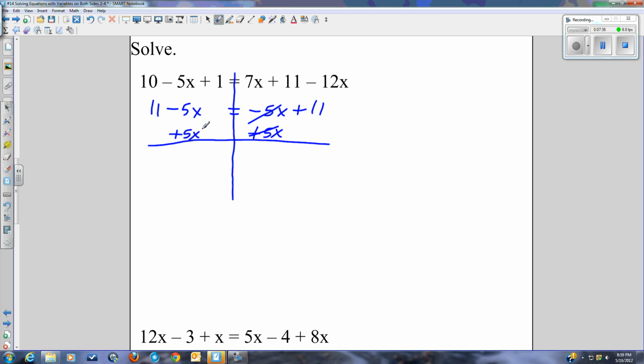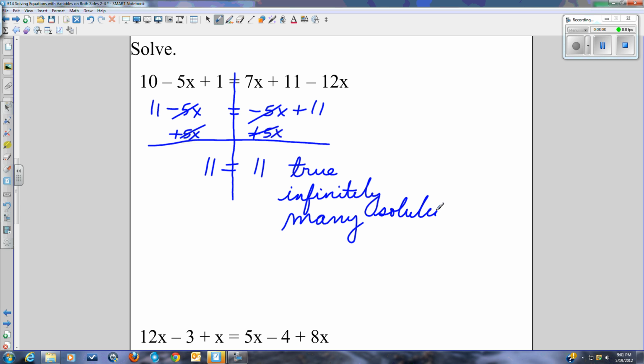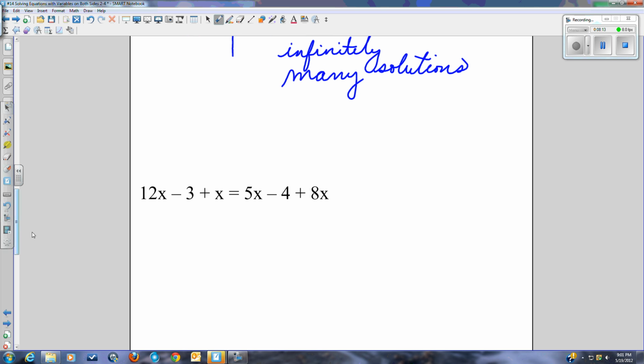The 5x's cancel on the left and the right. And we end up with 11 equals 11. So because we have 11 equal to 11, that is a true statement. And there are infinitely many solutions. So let's continue.